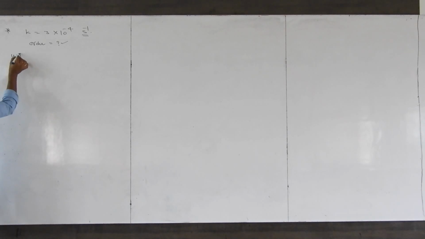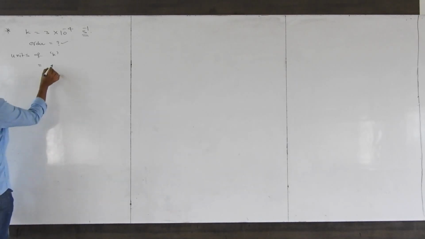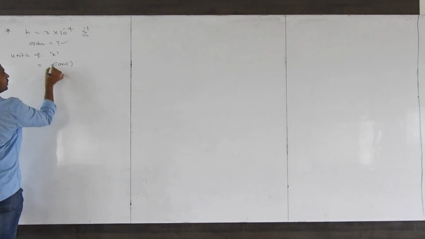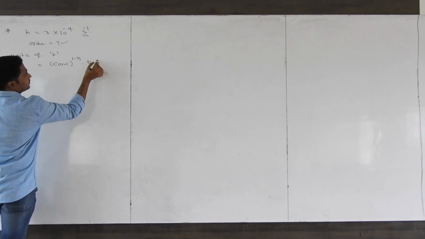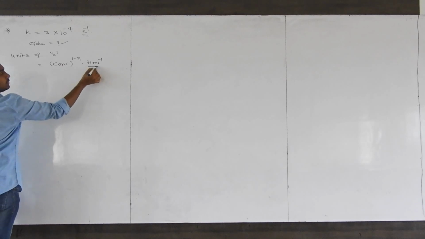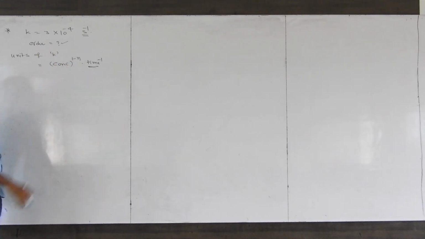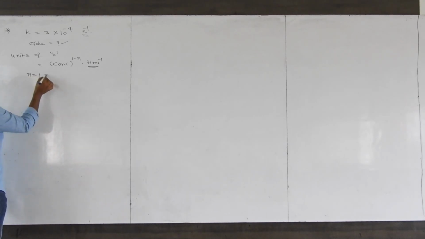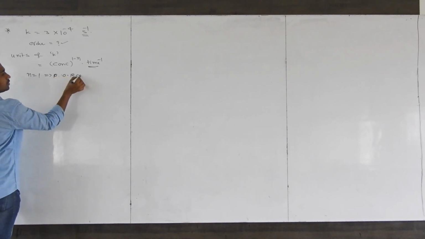Units of K, the units of the rate constant, is equal to concentration power 1 minus n into time inverse. In this, only time inverse is there, in second inverse. It means the concentration part becomes 0, so n is equal to 1. n is equal to 1 means what? First order reaction. Very good, it is the first order reaction.